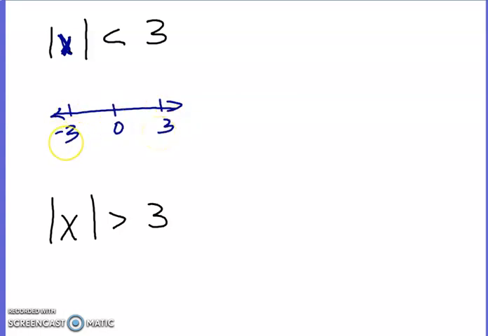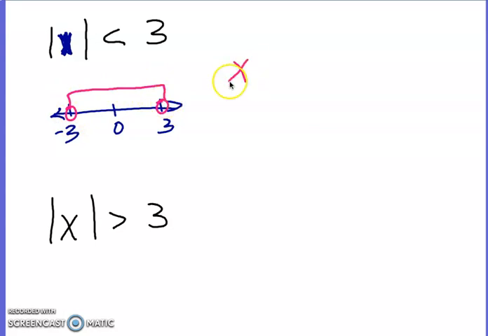Here's also 3 spaces away, okay? But it has to be less than 3. Again, the distance, whatever x is, we don't know what x is, but the distance has to be less than 3 spaces away. So it has to be somewhere within this range. We don't know what x is, but we know it's within that range. So it's somewhere in between those two values.